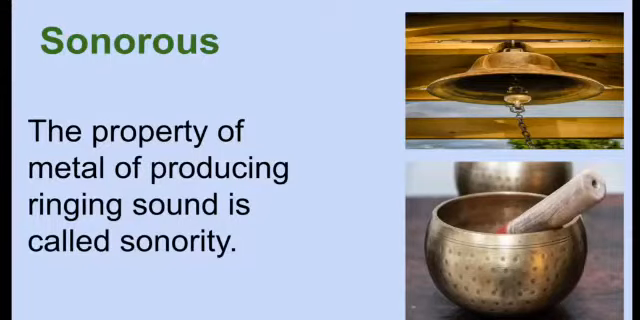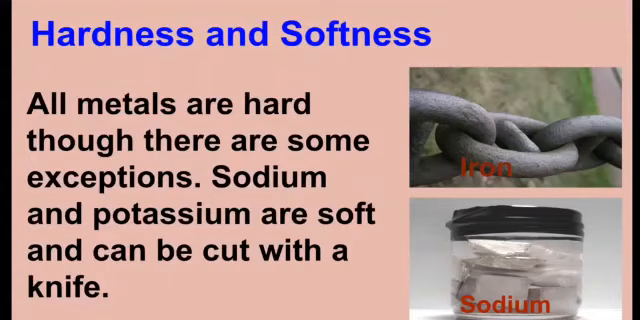Now we'll talk about the next quality, which is sonorous. What is sonorous? The property of metal of producing ringing sound is called sonority. Sonority is the quality which is produced by the ringing sound. If you touch the bell, it will produce the ringing sound. So this is called sonority.